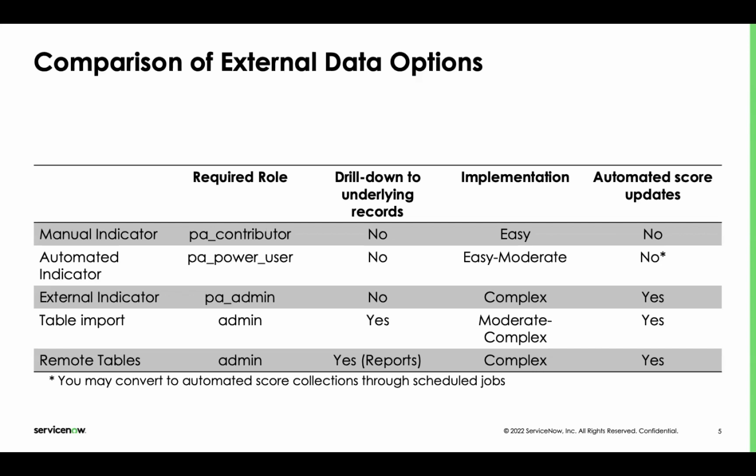The external indicator is the closest we get to that, because that is an automated update. That's the way that we go and get external data as scores automatically pulled. My example was my phone system data that has my hold times and abandon times. I would run a query against the external database that holds my phone system data. The return would be the score. And I set up that external indicator exactly as if it's an automated indicator.